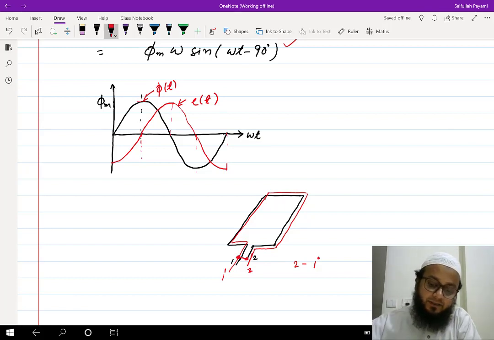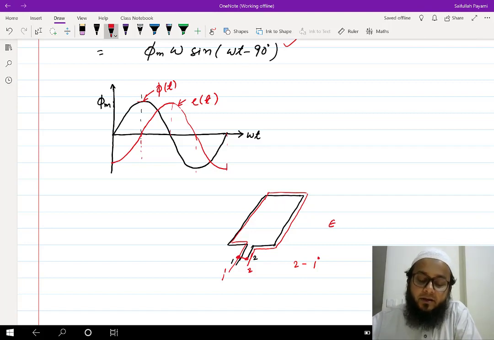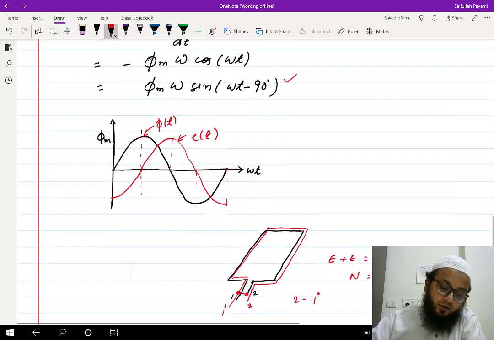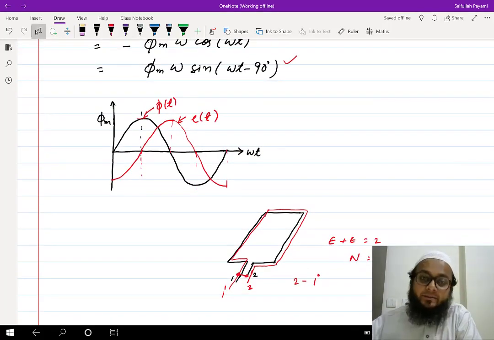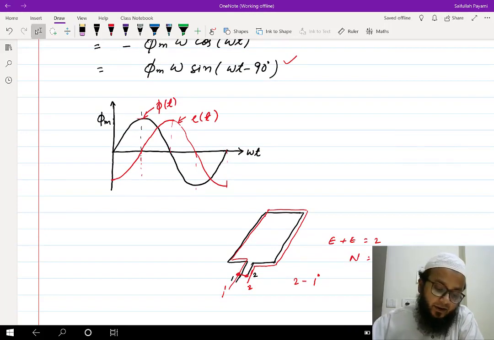so it's like adding two cells in continuation, in series. Similarly for n number of turns, if in one coil E voltage was produced, then in two turns it will be E plus E. Similarly for n turns it will be n times of it. So similarly here, but there is a condition.